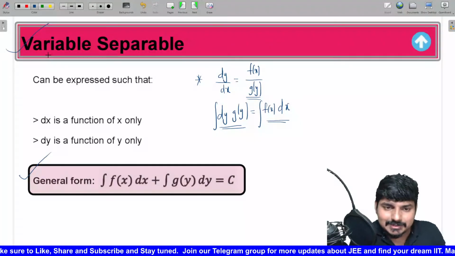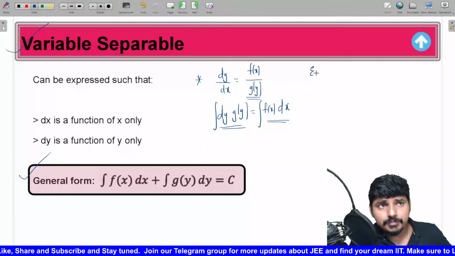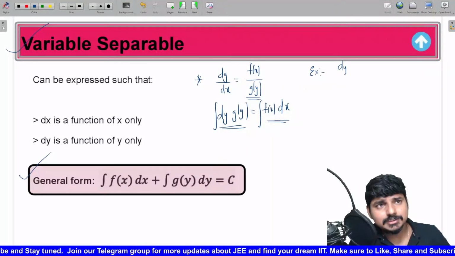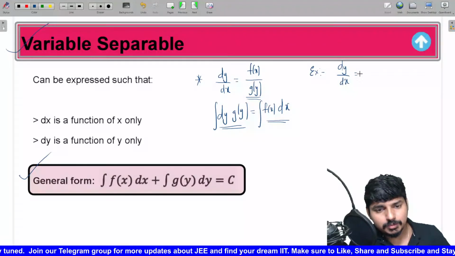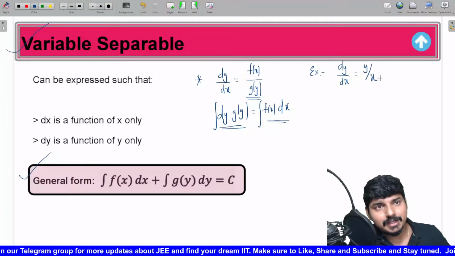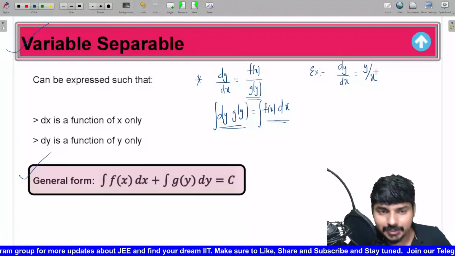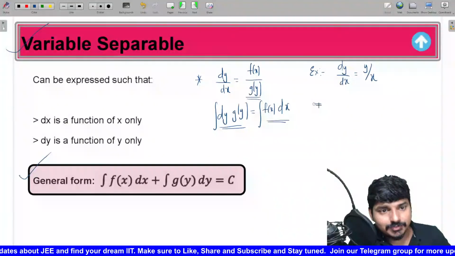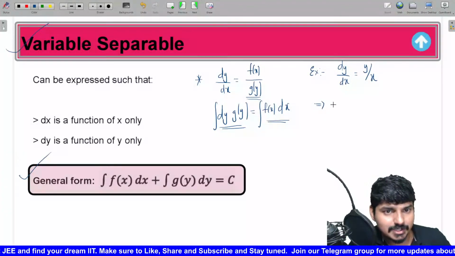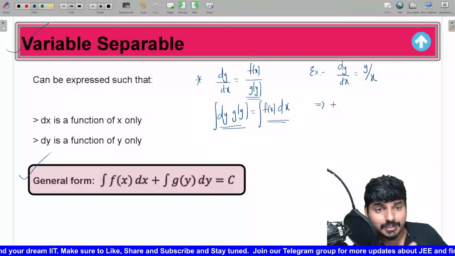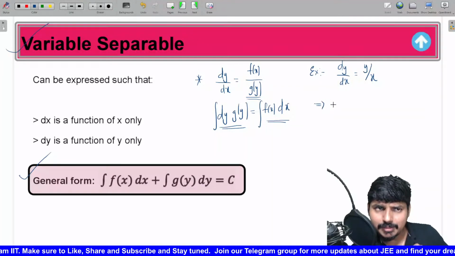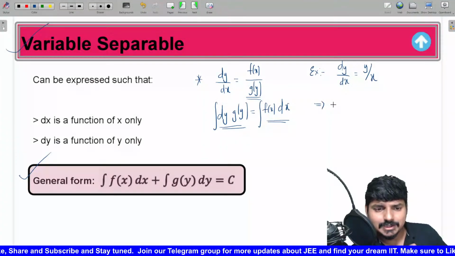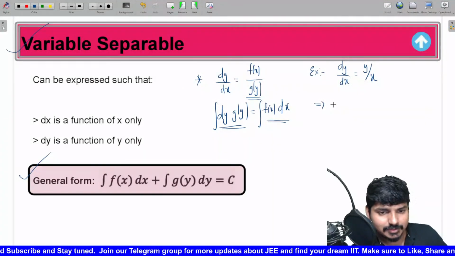I'll give you a very simple example so that this concept will be 100% clear for you. Let us say you have this question, dy by dx equal to y divided by x. You need to find the solution of this differential equation. Everyone try to understand, you can apply the variable separable method here. Tell me, can we write all the y terms along with dy and all the x terms along with dx in this case?